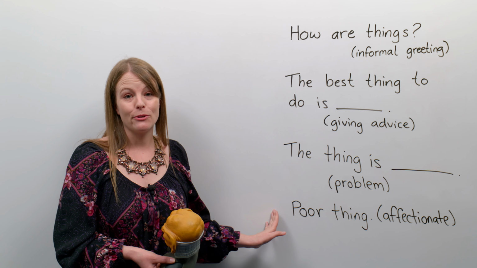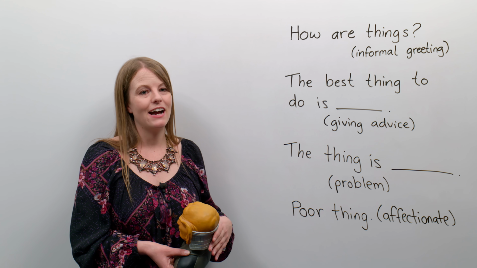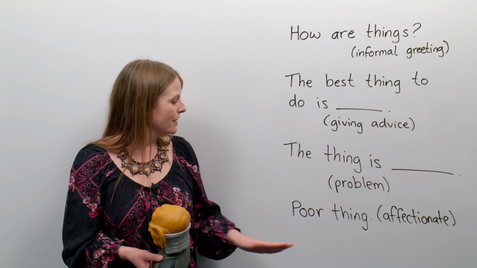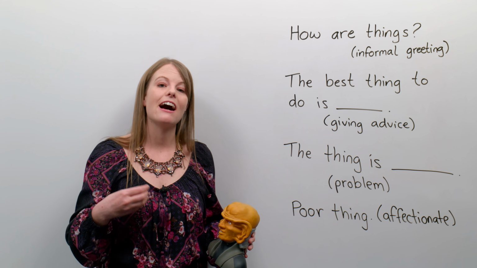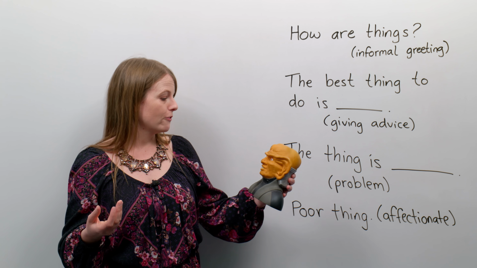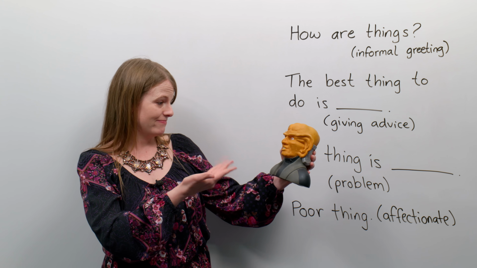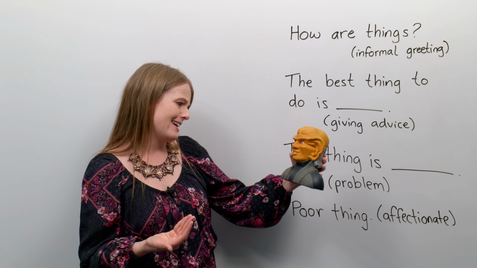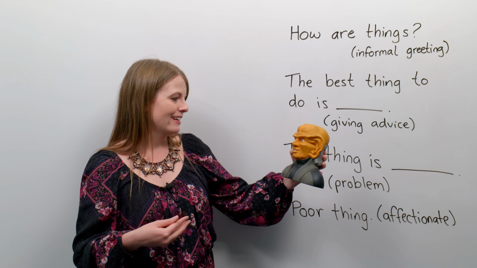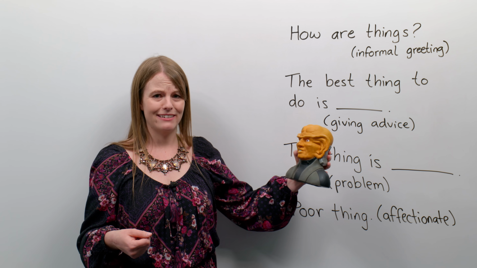Finally, we can also use the word thing to talk about a person affectionately, like "poor thing" or "lucky thing." So for example, I might say to this person, "You poor thing. I'm so sorry. You had a bad day."